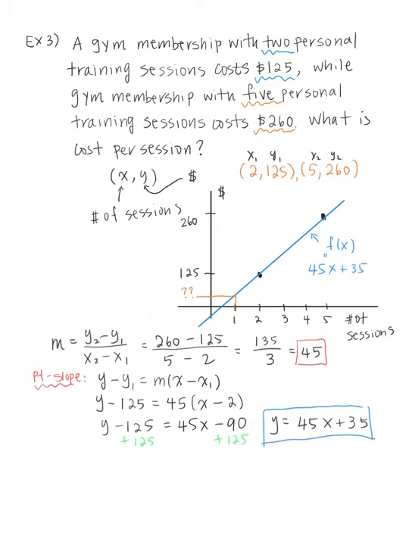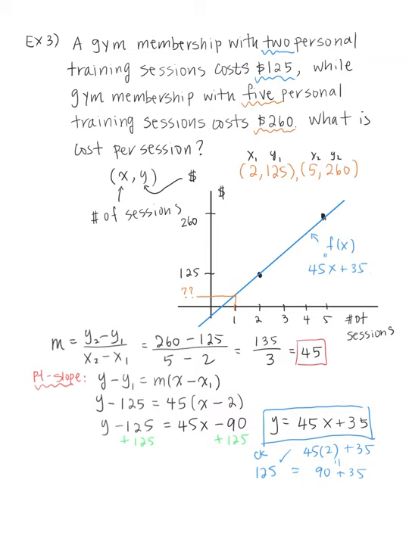Well, how do we know if this equation is correct? You can do it this way: when x is 2, our corresponding y value should be 125, right? So let's quickly check to make sure this is right. When x is 2, we have 45 times 2 plus 35, which is 90 plus 35, which gives us 125, which makes sense.